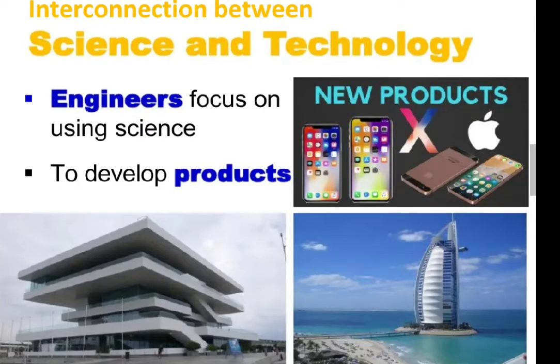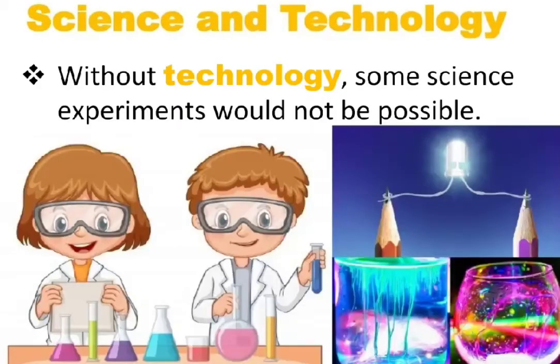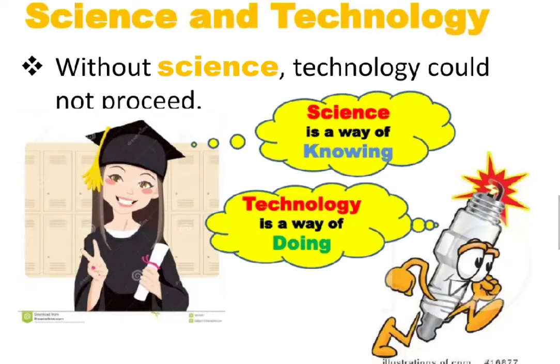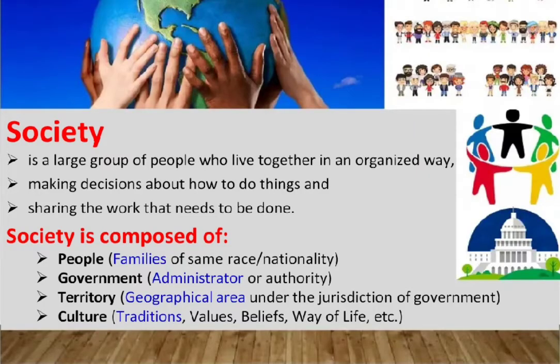So, we have engineers focused on using science to develop the products. Without technology, some science experiments would not be possible. Without science, technology could not proceed. Society is a large group of people who live together in an organized way, making decisions about how to do things and sharing the work that needs to be done.